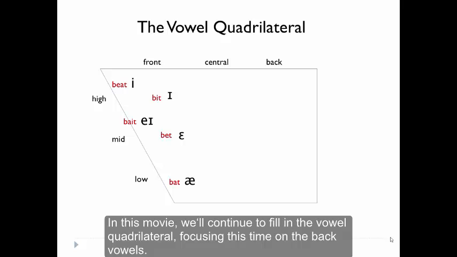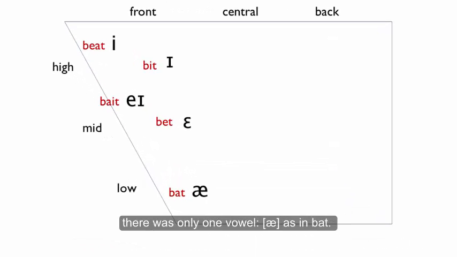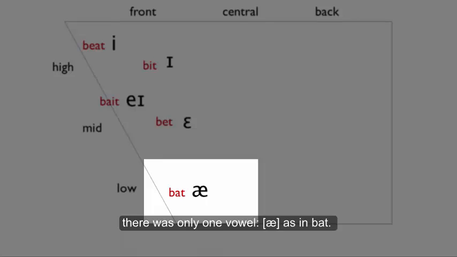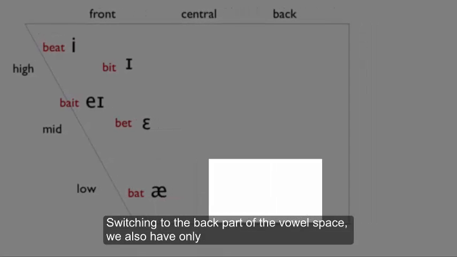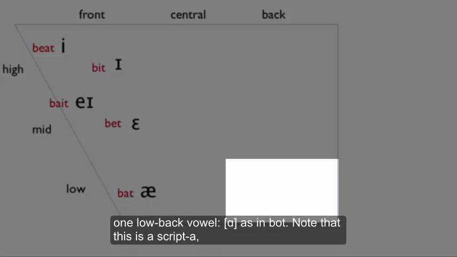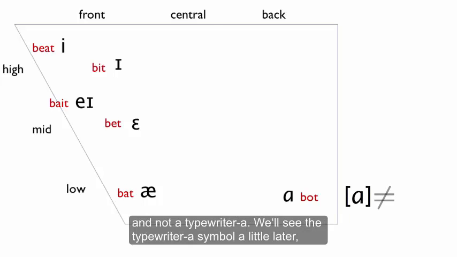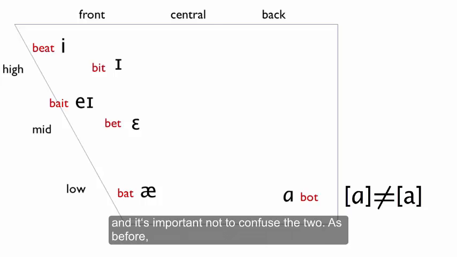In this movie, we'll continue to fill in the vowel quadrilateral, focusing this time on the back vowels. You'll remember that in the low front part of the vowel space, there was only one vowel, a as in bat. Switching to the back part of the vowel space, we also have only one low back vowel, ɑ as in bot. Note that this is a script A and not a typewriter A. We'll see the typewriter A symbol a little later, and it's important not to confuse the two.